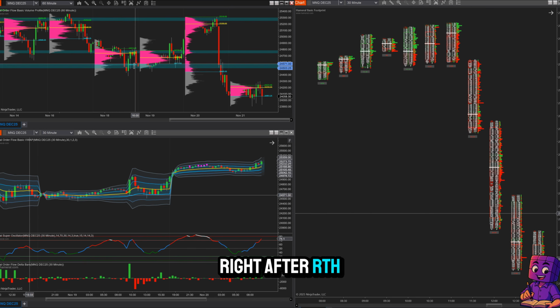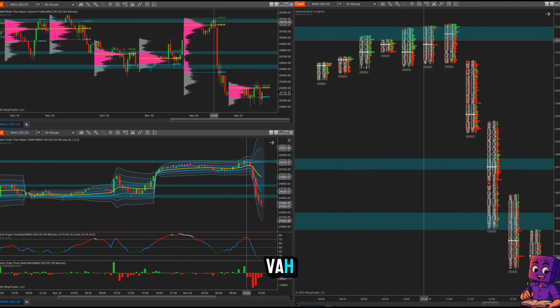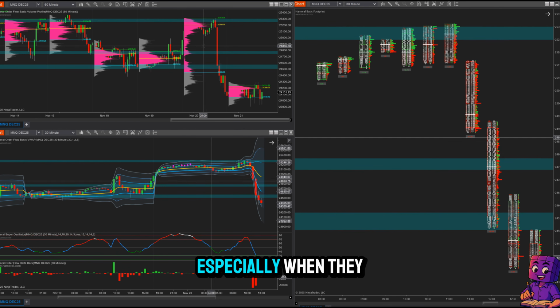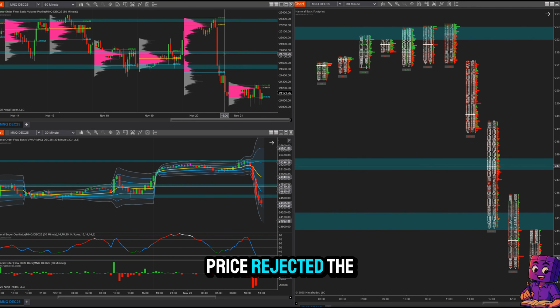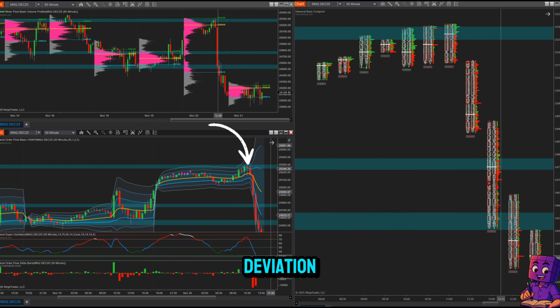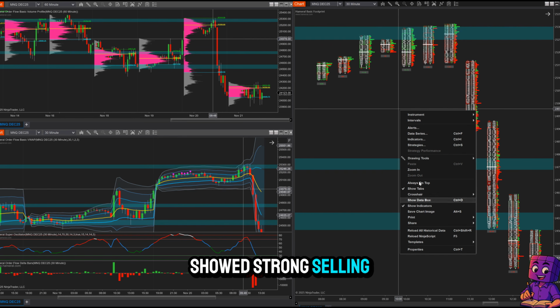Right after RTH open, price moved into our key area. Even though we were in a bullish context above VAH and VWAP, openings far above VAH often create retracements, especially when they hit stacked confluence. Price rejected the +2 VWAP deviation, and delta bars showed strong selling pressure.